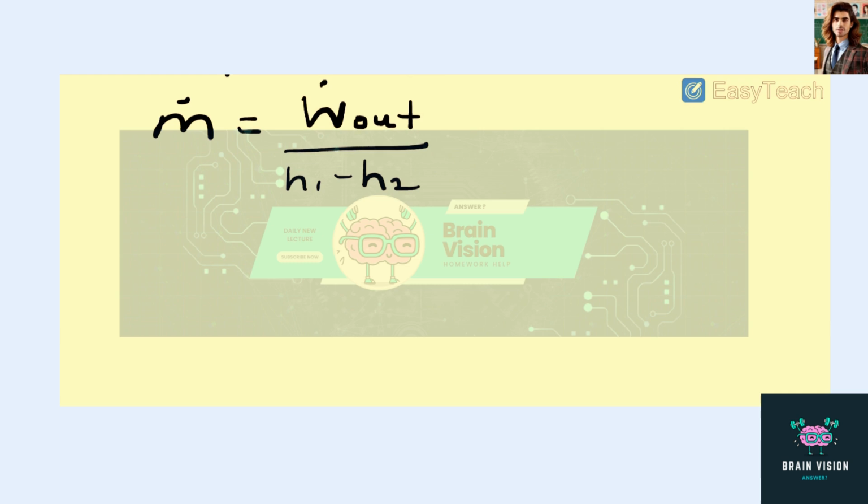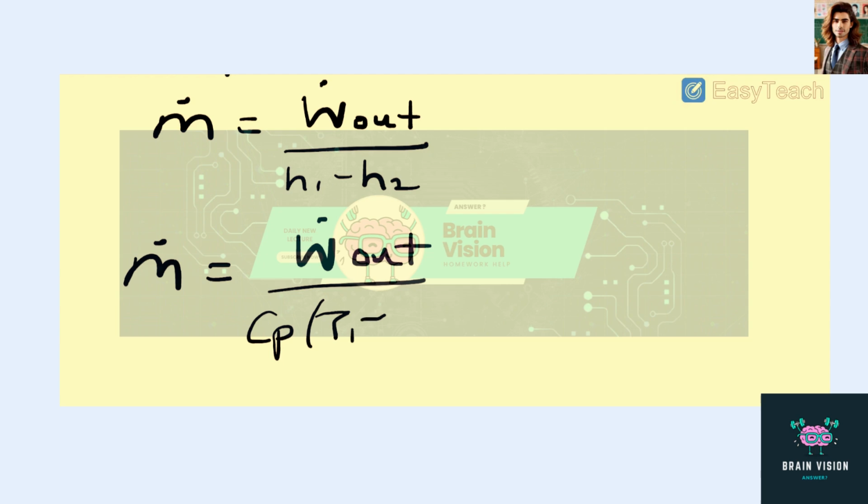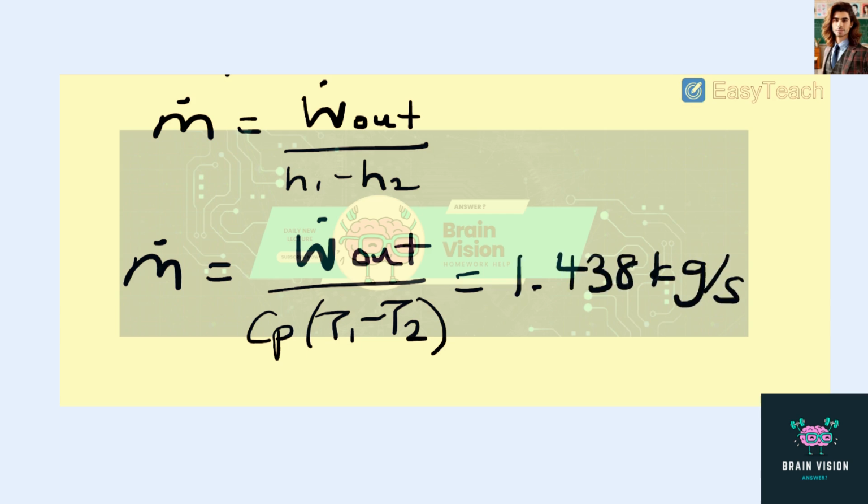Now we can rearrange these terms to solve for the mass flow rate, and we'll see that m dot is equal to the total shaft work over h1 minus h2. Since we know the CP and CV values for this ideal gas, we can write enthalpy in terms of CP and temperature. So we can say that m dot is equal to W dot out over CP times T1 minus T2. Plugging in these values, we see that m dot is equal to 1.438 kilograms per second.